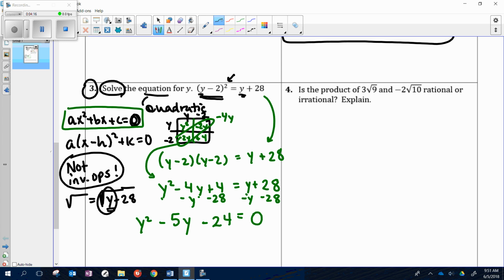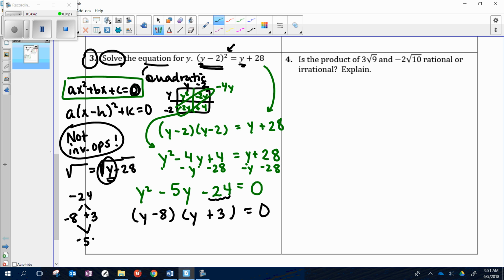I combined like terms. This is factorable. Y, y. I'm looking at the 24. I'm not completing the square, so I'm not looking at the 5 right now. I'm looking at the 24, which is a negative 24. 8 times 3 gives me 24. Negative with a positive, if you look at what I just did there, that creates a negative 5 when I add them together. That's where this middle piece comes from. Check it with the box method if you need to.